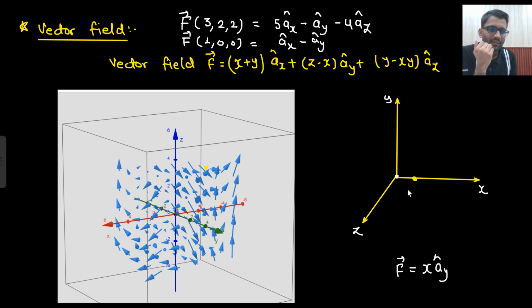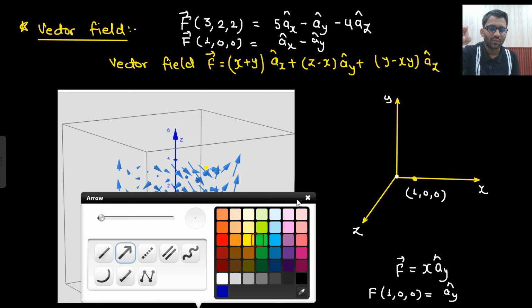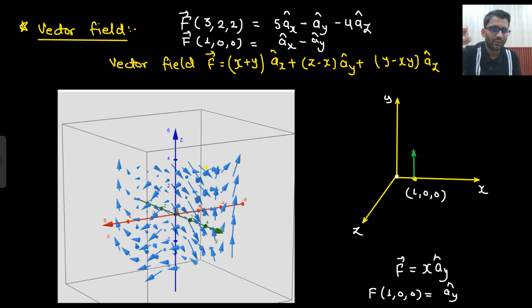What about at 1, 0, 0? What will be your vector field? At 1, 0, 0, your vector field is ay cap. So magnitude 1 and direction ay. So this is how you will show your ay cap. Magnitude 1 and direction ay.